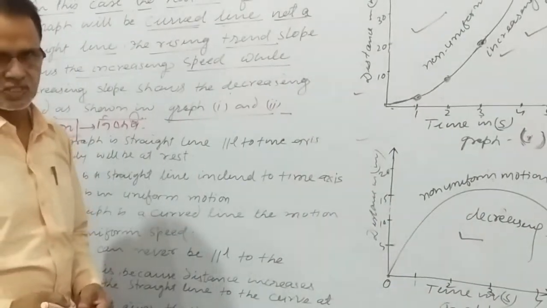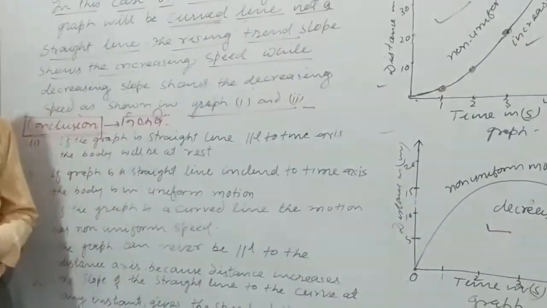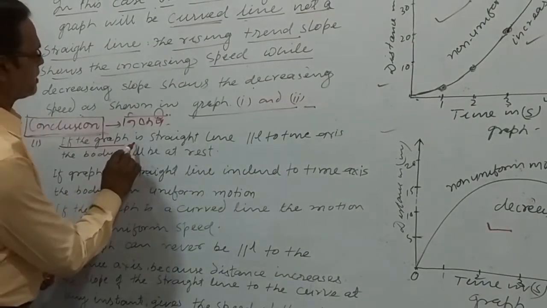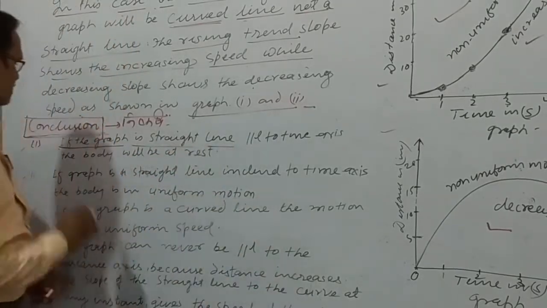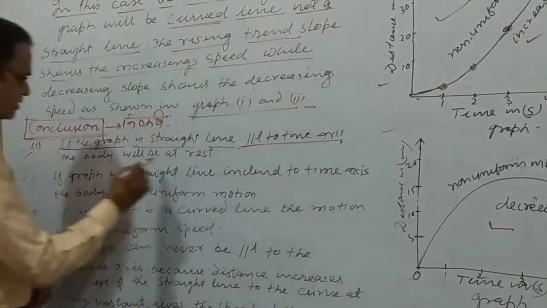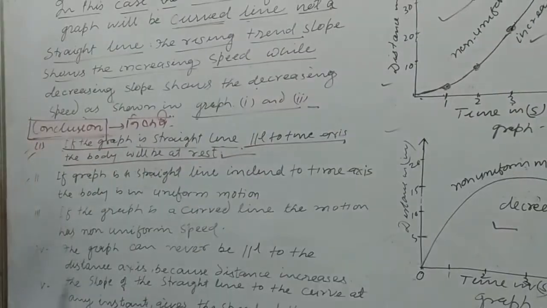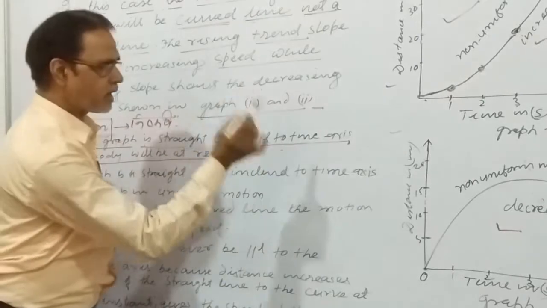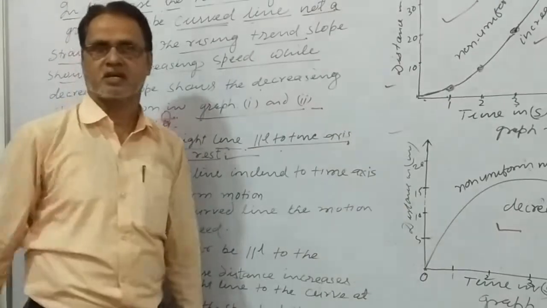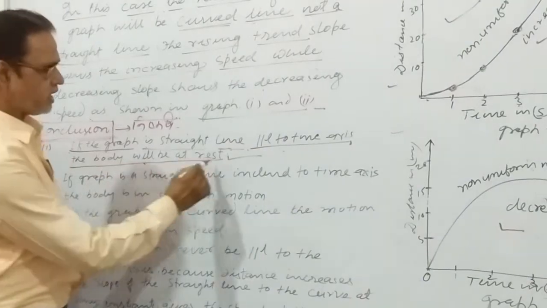distance time graph? डिस्टेंस टाइम ग्राफ से क्या कंक्लूजन निकलता है, क्या निष्कर्ष निकलता है? तो लेट अस वी नो अबाउट दिस. व्हाट कंक्लूजन? If the graph is a straight line. First conclusion, if the graph is a straight line parallel to the time axis, then the body will be at rest. When the graph shows a straight line parallel to the time axis, जब ग्राफ पैरेलल टू द टाइम एक्सिस रिप्रेजेंट कर रहा हो, then this shows that the body will be at rest.